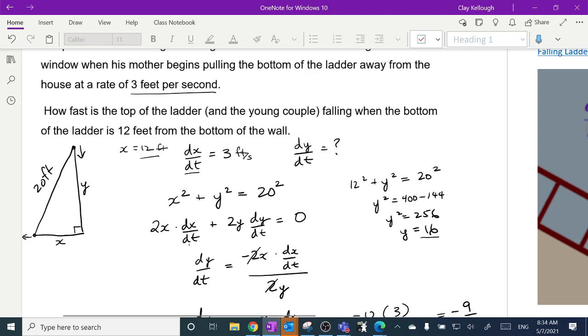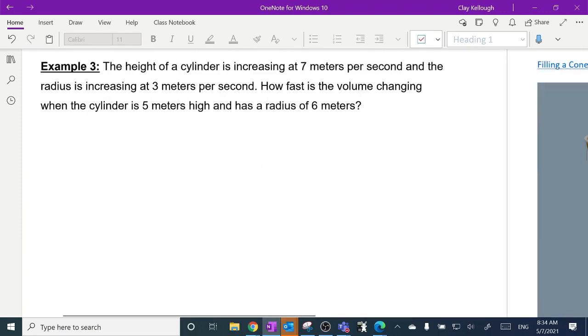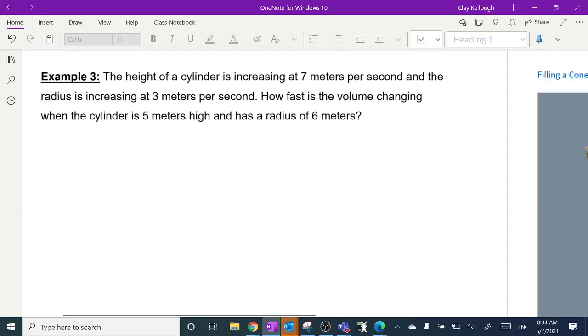Today we'll look at examples where we have 2 variables that are both changing at changing rates. So that's where we move to today. So can everybody look at example 3? And let's read it first.